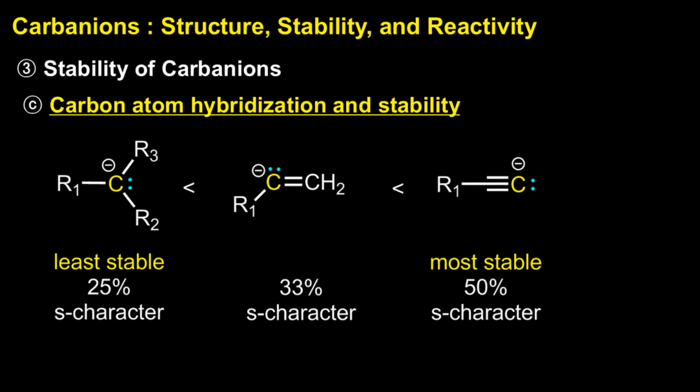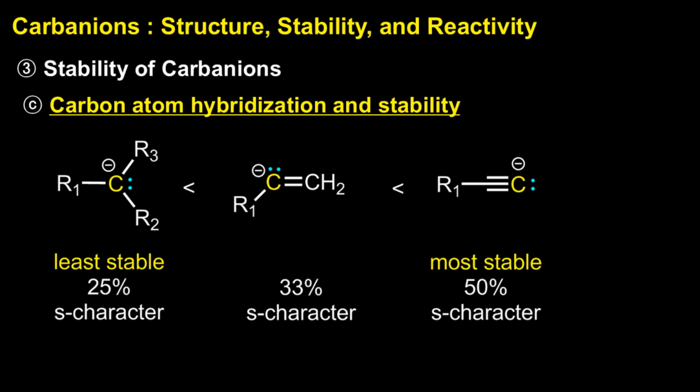The third factor is hybridization. More specifically, how much s character the orbital has. The higher the s character, the closer those electrons stay to the nucleus. And that makes the carbanion more stable, because the negative charge is held tighter. Let's look at the trend. sp3 hybridized carbanions, like in most alkyl systems, are the least stable. sp2 is a little better. And sp hybridized carbons, like in acetylides, are the most stable, thanks to that 50% s character.